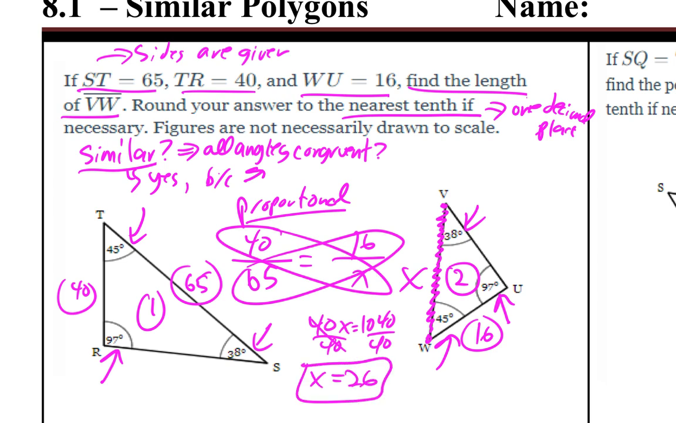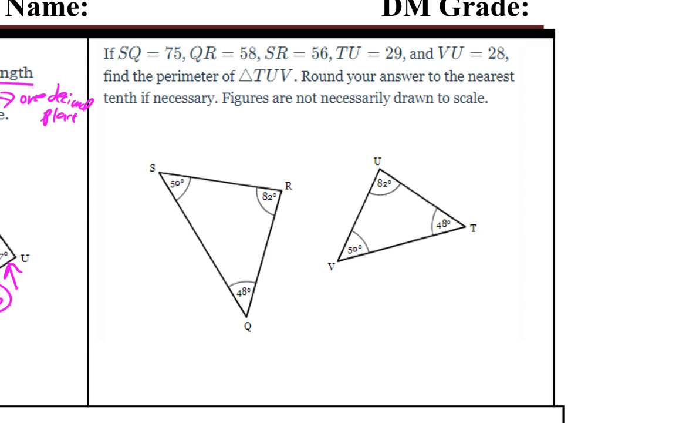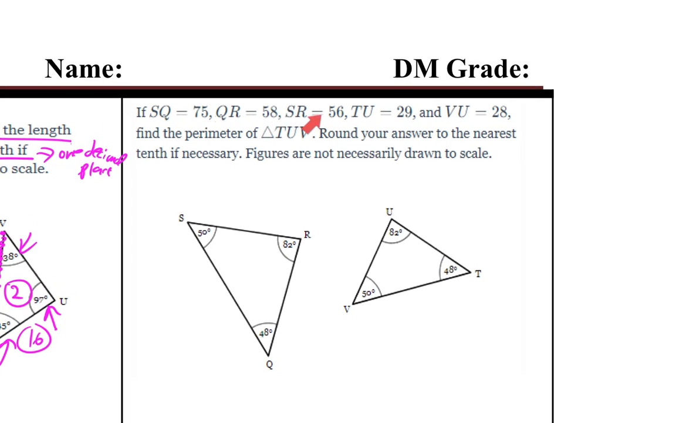Okay, so we took a complicated problem and we broke it down. The first step that we have to do is ask ourselves, are they similar, by seeing if the angles are congruent or if the sides are given. Now let's look at this problem right over here. This one, the sides are given. They want you to find the perimeter.